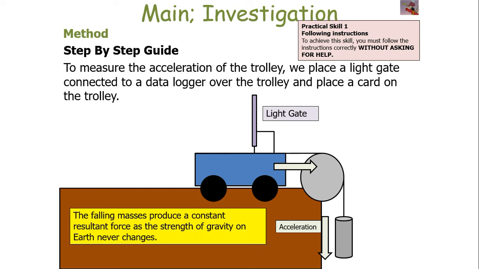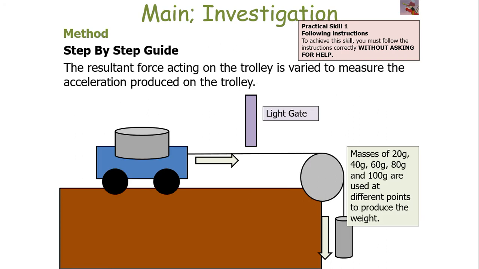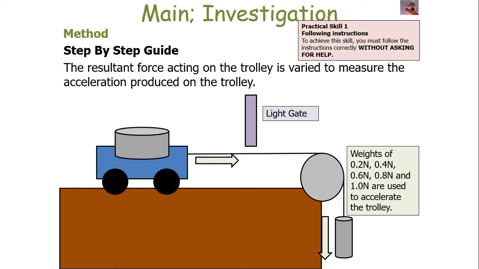Now, the falling masses should produce a constant resultant force, as the strength of gravity on Earth never changes. So the weight of these known masses should stay the same. Therefore, this resultant force, which accelerates the trolley, is constant throughout this investigation. Now, what we'll do is carry out this investigation. We'll measure the acceleration for that particular mass, and then we'll change the masses. So we can do 20 grams, 40 grams, 60 grams, 80 grams, and 100 grams to produce the weight and resultant force. So this gives us resultant forces of 0.2 newtons, 0.4 newtons, 0.6 newtons, 0.8 newtons, and 1.0 newtons used to accelerate the trolley.